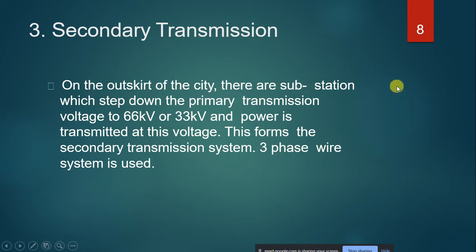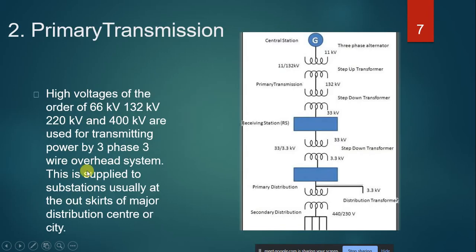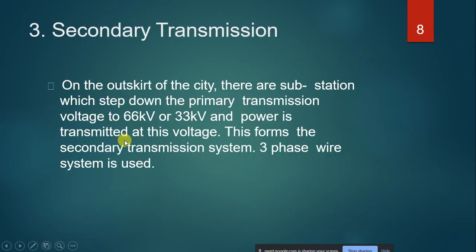After the primary transmission, you will get a voltage of how much? How much is being transmitted? 132 to 220 or 400. That voltage is being stepped down at the secondary transmission. So this forms the secondary transmission. This is also a three-phase, three-wire system.